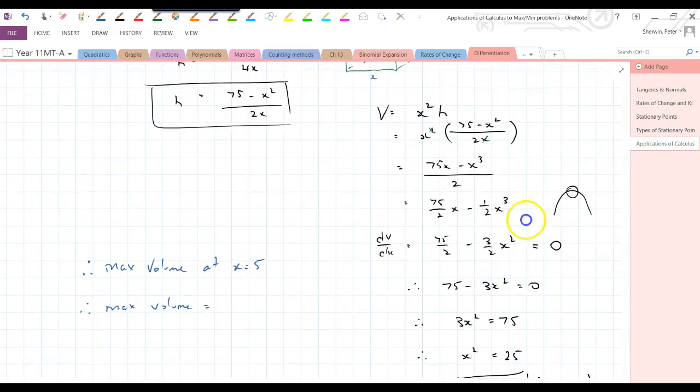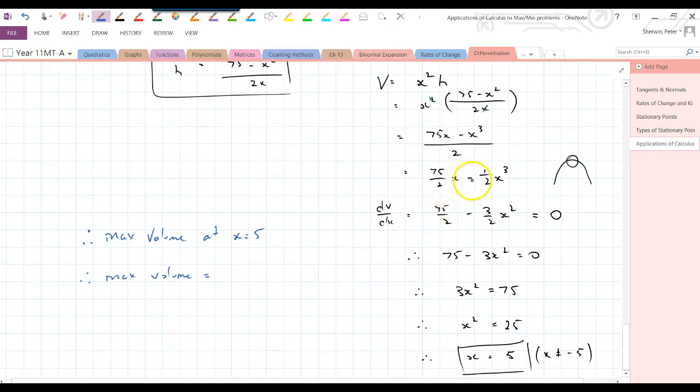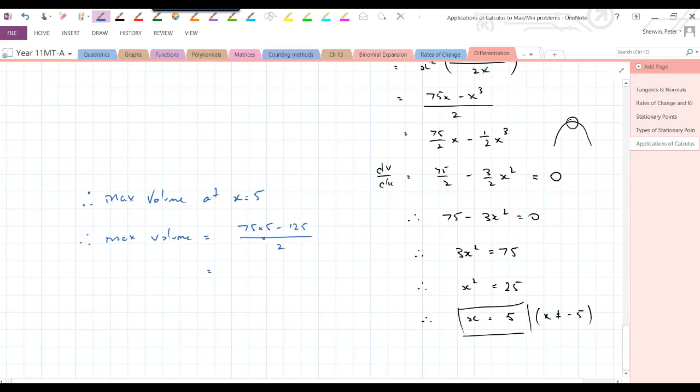equals, where's my expression for volume? Before I derived my expression for volume, this one here, I did this for differentiation. This is a nice one to use, so I'll go in there and use that. Maximum volume is 75 times 5 minus 5 cubed, which is 125, over 2. Use your calculators. 75 times 5 is 375. 375 minus 125 is 250, over 2, which equals 125. I think we're in centimeters cubed. So that's my maximum volume, 125 centimeters cubed.